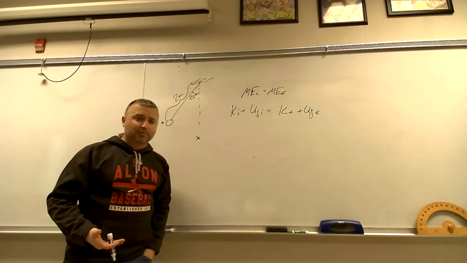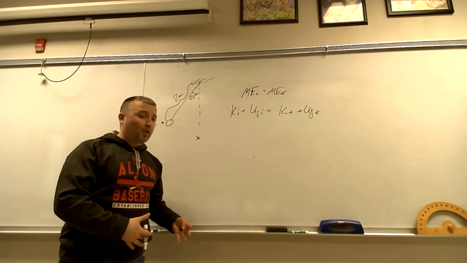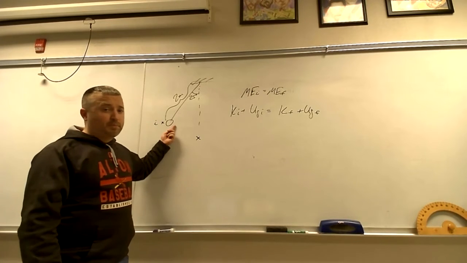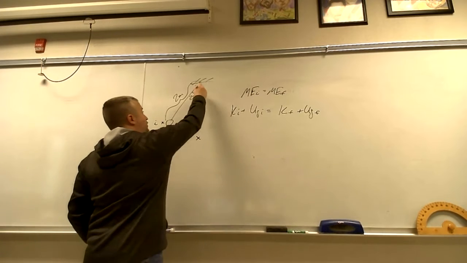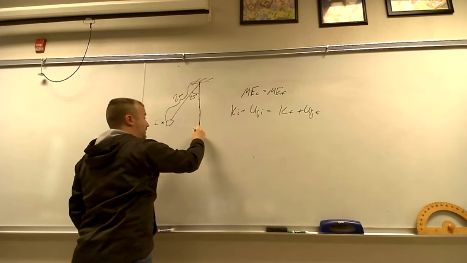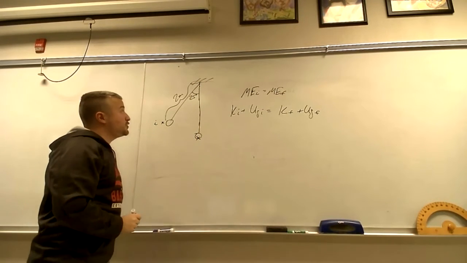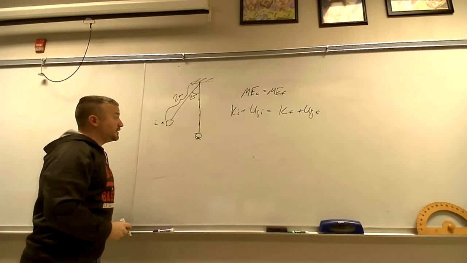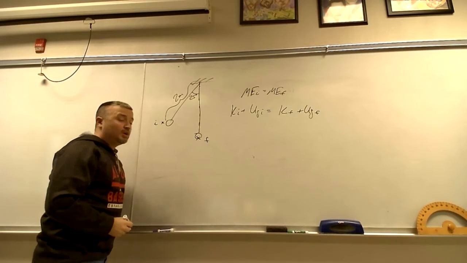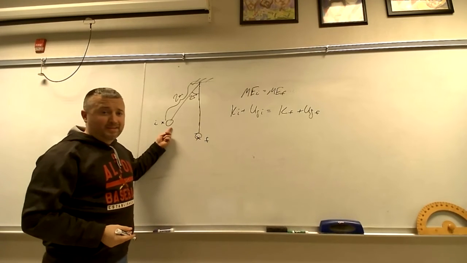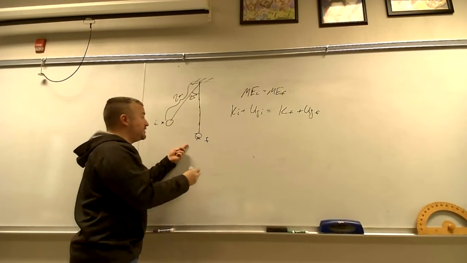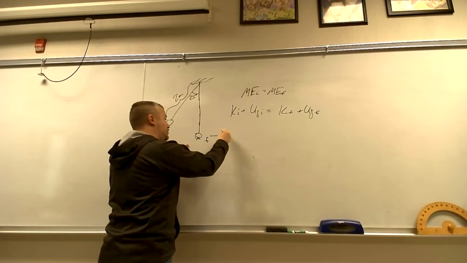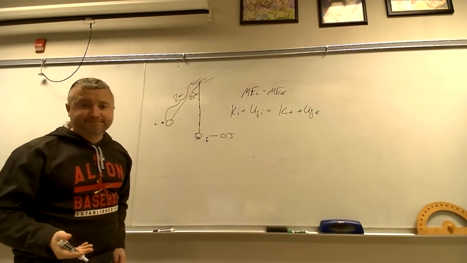When you're confused on a problem like this, drawing a good picture always helps. So I drew a picture at the beginning, and let me go ahead and draw the picture again at the very end. This will be our final spot. Let's set gravitational 0 at the bottom.